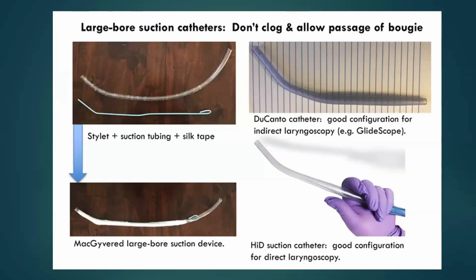On the right, what's important here is that they use what they call a Yankauer, the HID suction catheters. But if you look at the tips themselves, they are massive, large, and open. The reason for that is that if you have blood, it's very difficult to suction up if you don't have a large bore catheter. It's going to cause clots.